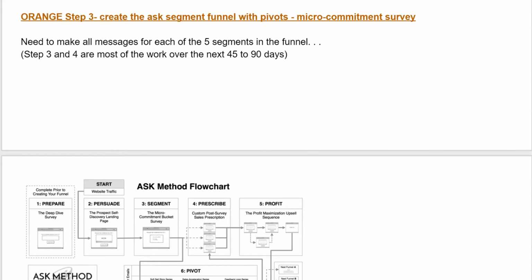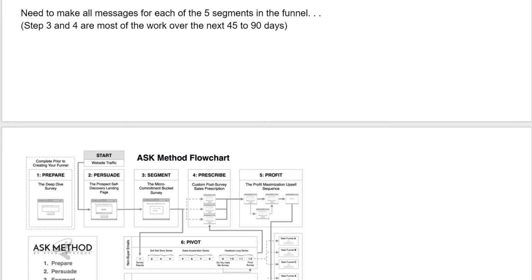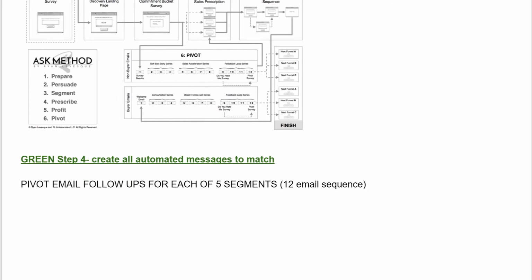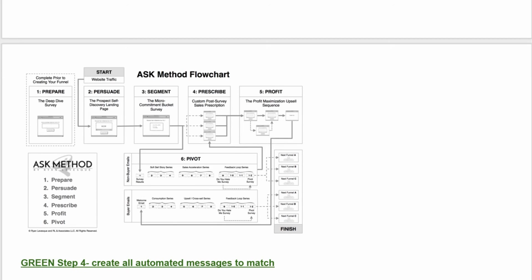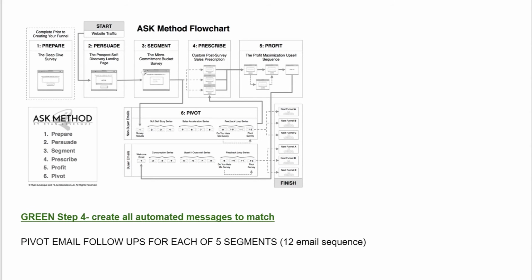So basically, we need to make all of our messages for each of these 4 or 5 segments in the next 45 to 90 days. This is the work we're going to do, just the follow-up series. So once we identify the segments, then obviously the messaging is going to be pretty simple to follow up. So basically, they get in and they're prescribed. Some of them might buy the product right away.